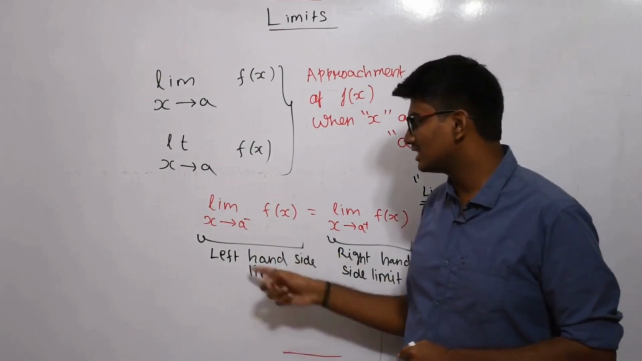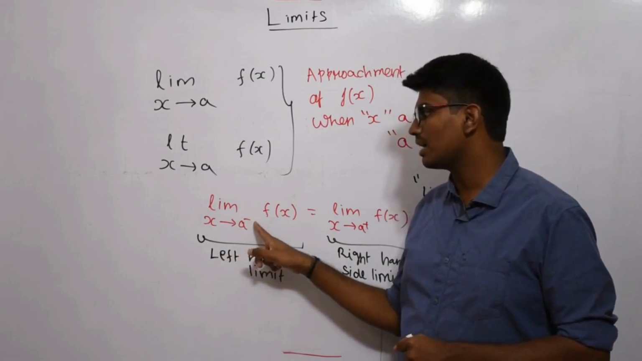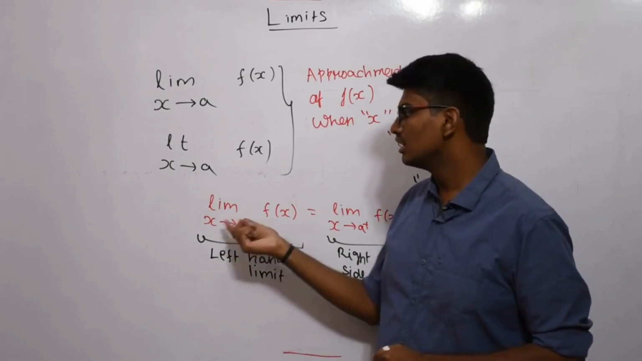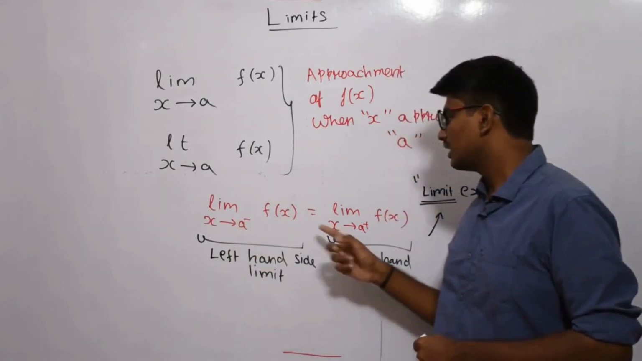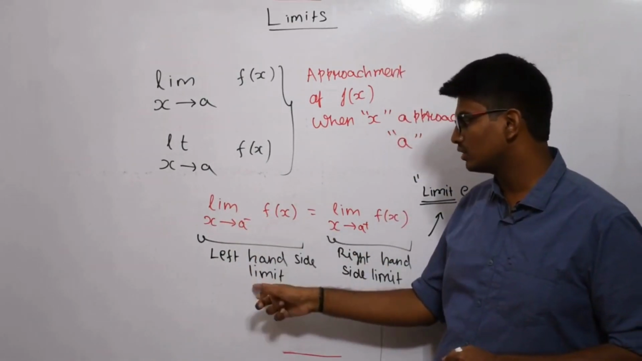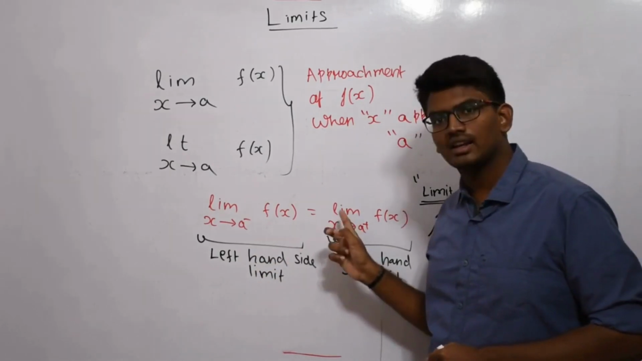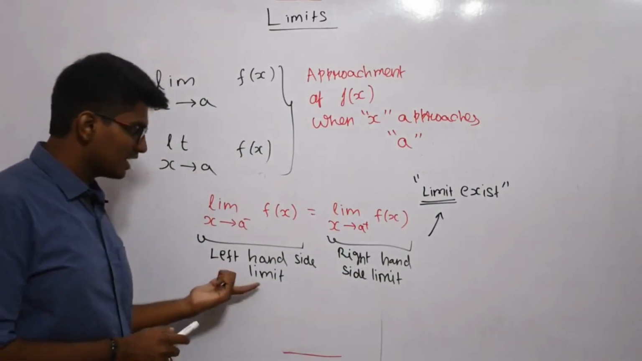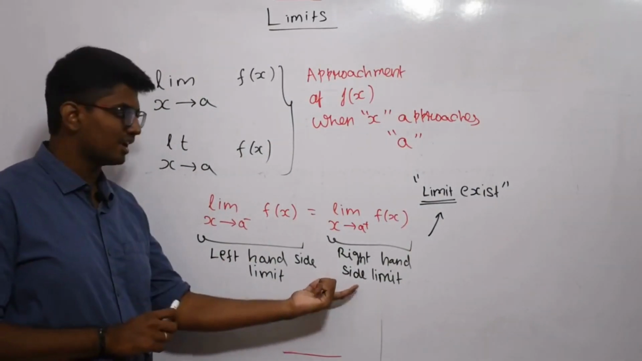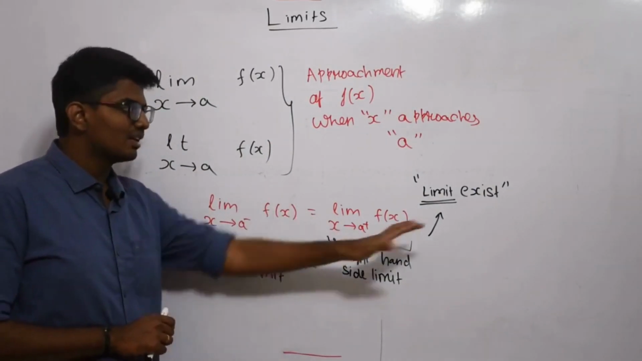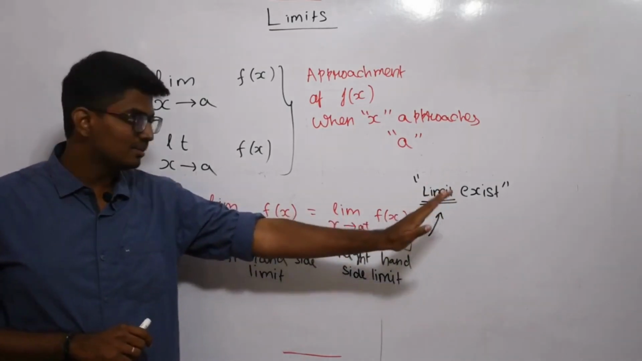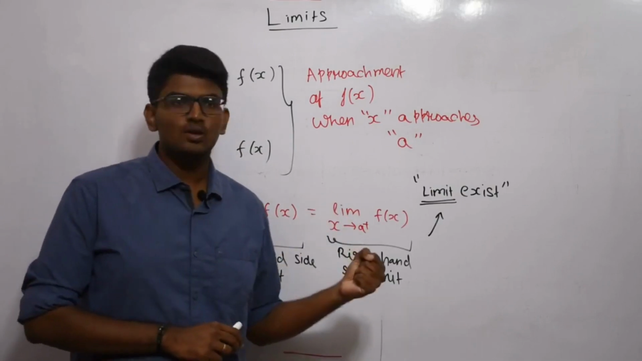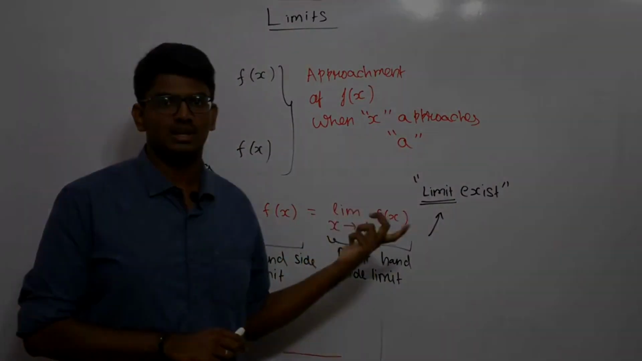The left hand side limit is generally specified by using x tends to a minus. The value a is nothing but 1, 2 or 3, whatever value it may be. The right hand side limit is specified by using x tends to a plus. If both of them are the same, then we can say that the limit exists. So what happens if both of them are not the same? We will see one example where they are not the same.